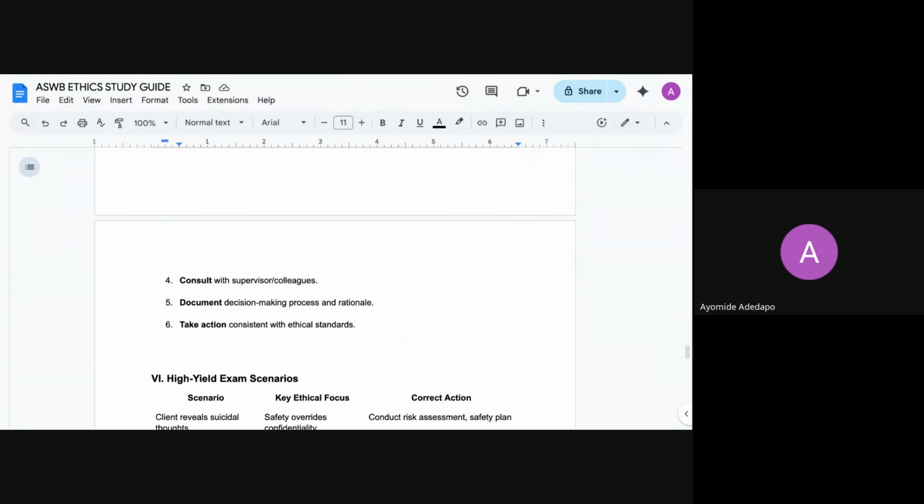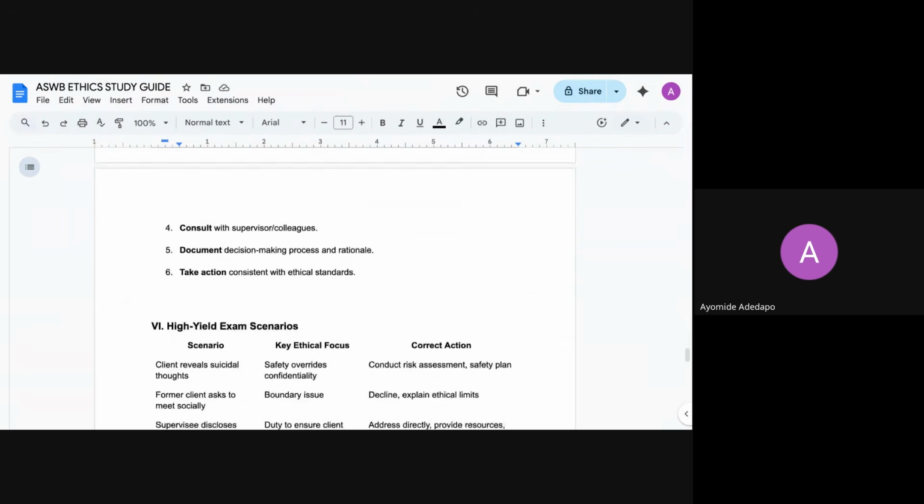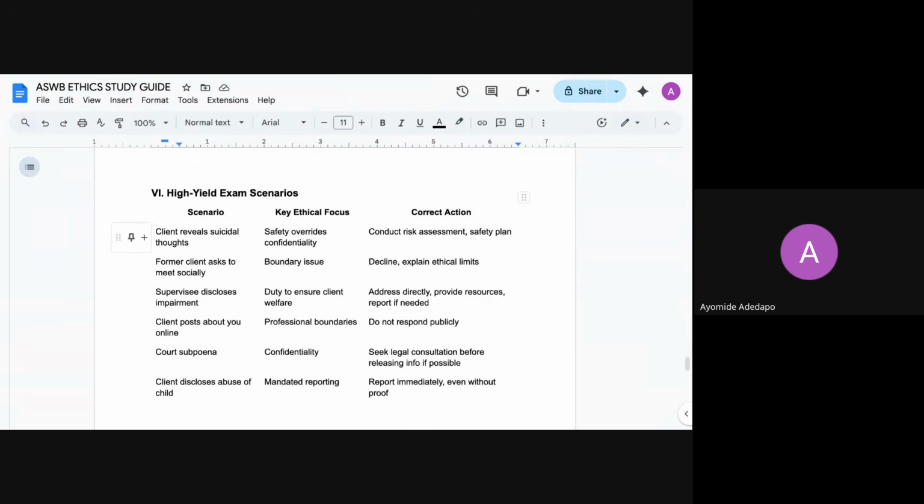Consultation, like I said, you consult. When you are fully licensed, you are consulting with other therapists. When you are associate licensed, you're getting supervision. Everything you want to document, and when you take action, you want it to be consistent with ethical standards and principles. So, some high-yield scenarios. Client reveals suicidal thoughts: safety overrides confidentiality, you do a risk assessment, a safety plan, things like that.